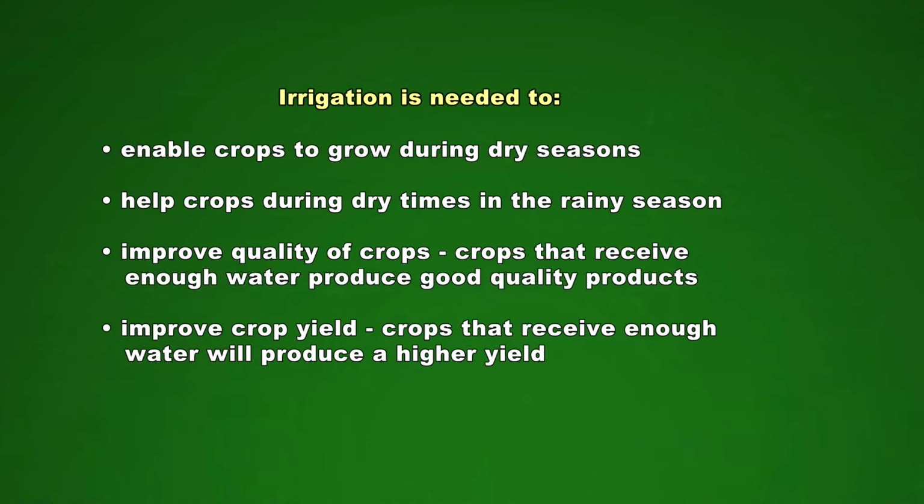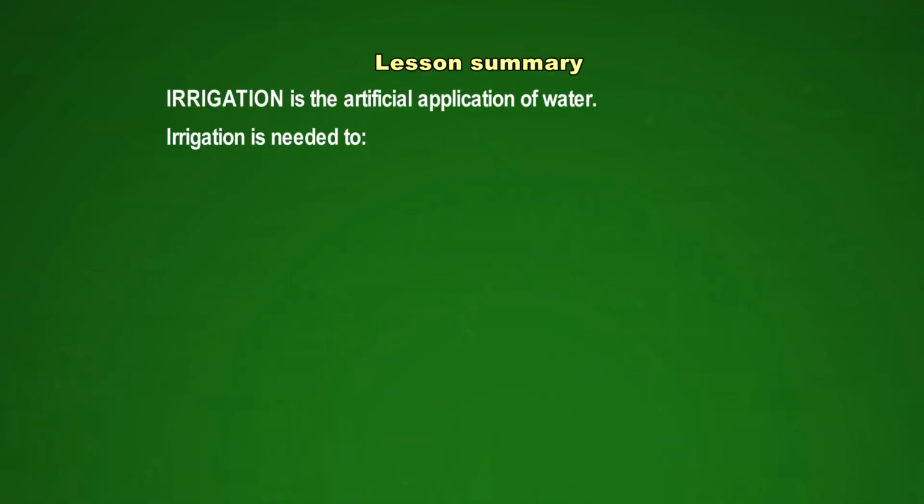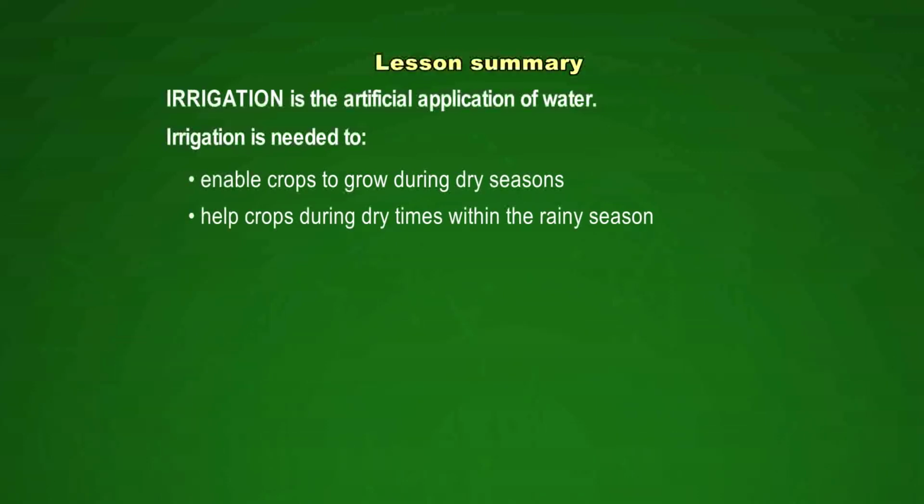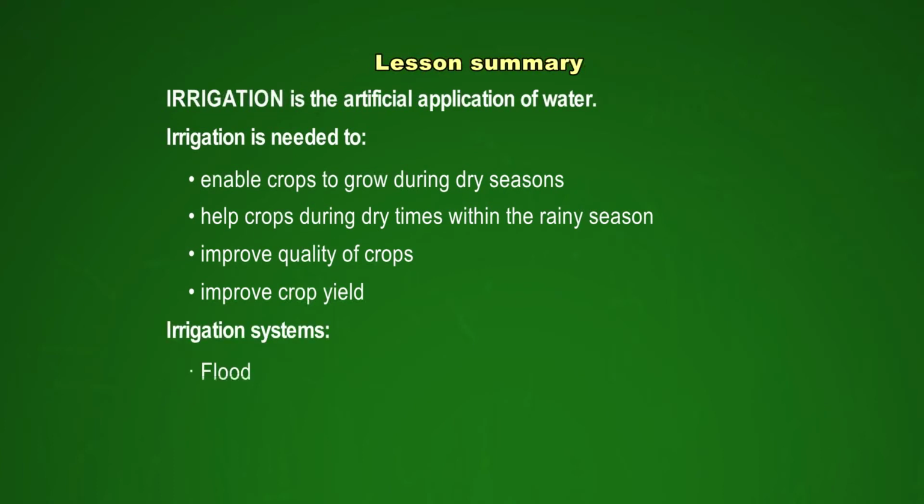Let us have a look at what we learned about irrigation today. Irrigation is the artificial application of water. Irrigation is needed to enable crops to grow during dry seasons. Help crops during dry times within the rainy season. Improve quality of crops. Improve crop yield. Irrigation systems: flood, furrow, sprinkler, drip.